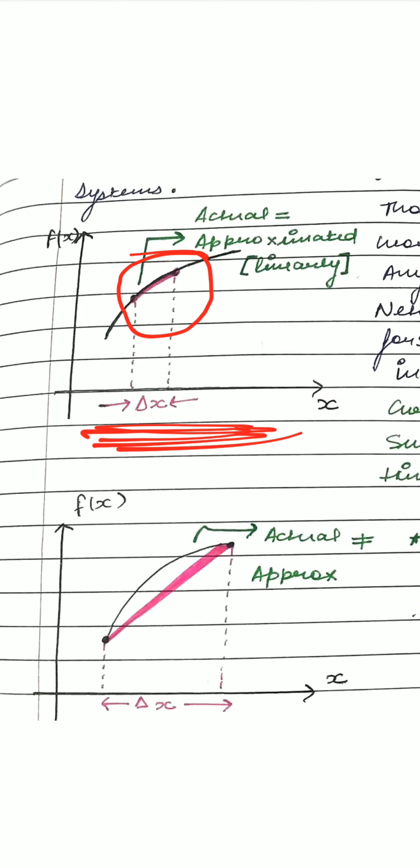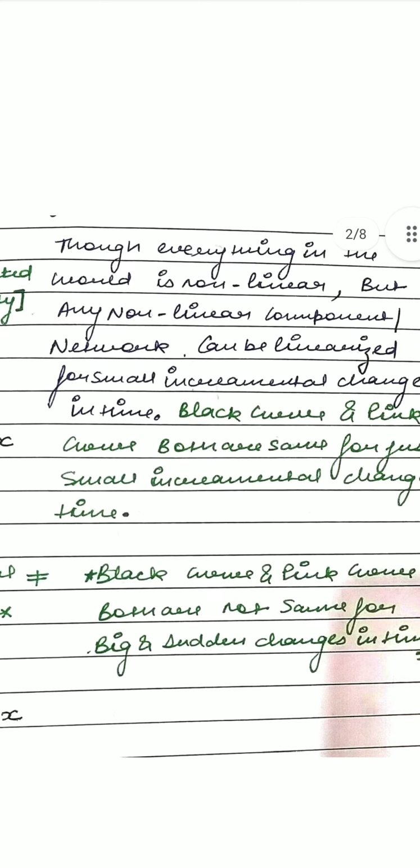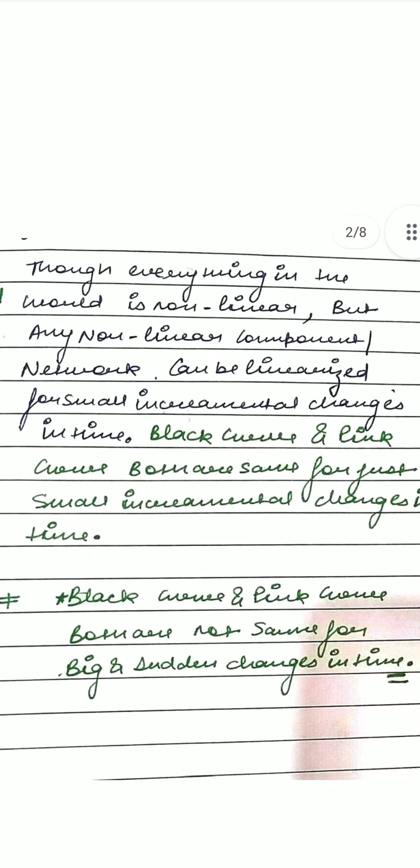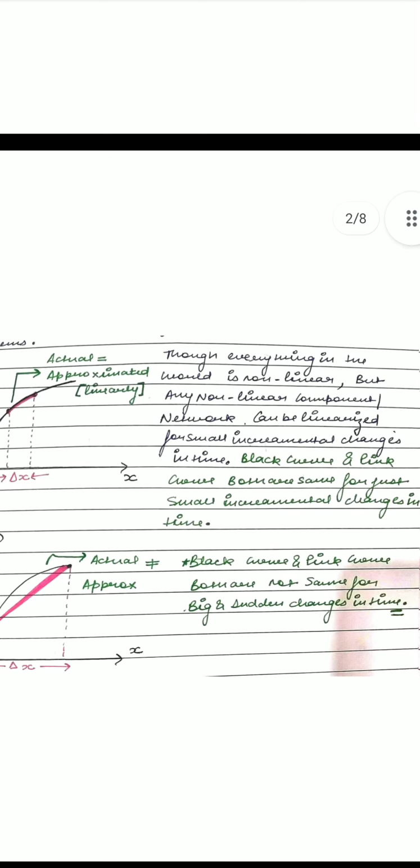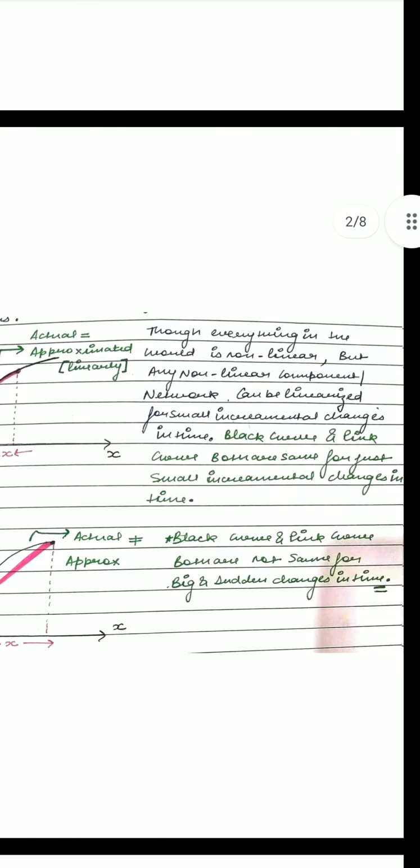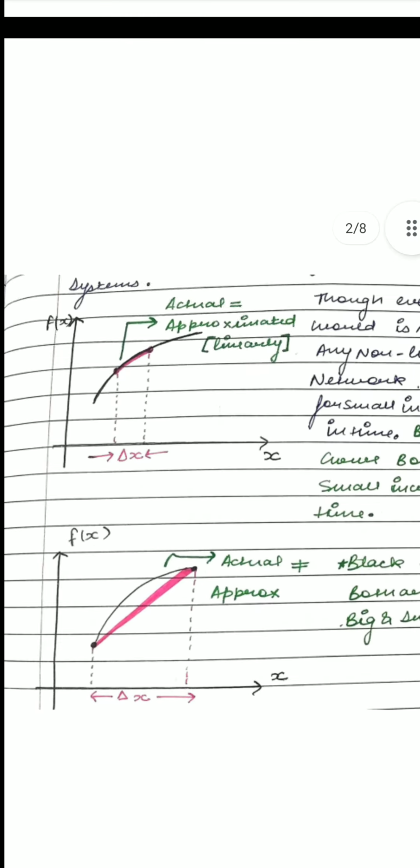So yes, the non-linear component can be linearized with the help of this concept, that is by considering small incremental changes in time. Everything in the world is non-linear, but any non-linear component and network can be linearized for small incremental changes in time. As you can see, the black curve and pink curve are the same for small incremental changes in time. Therefore that non-linear curve can be approximated linearly for small incremental changes in time.